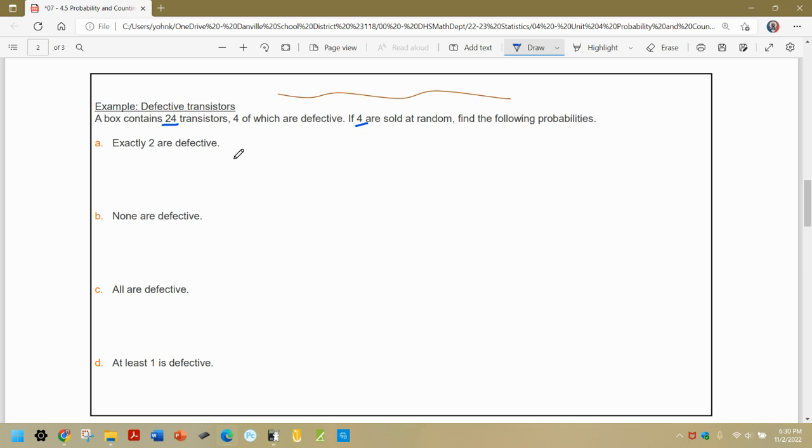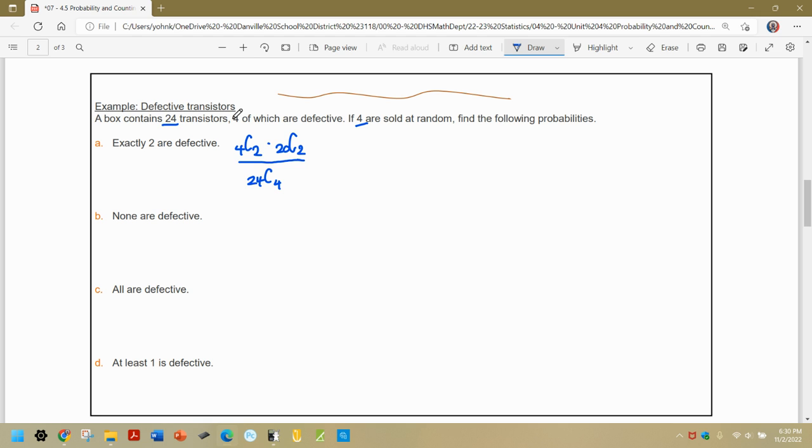So on the bottom goes the total possibilities. There are 24 transistors and we're choosing 4 of them. On the top, I only want 2 that are defective, so out of the 4 defective ones, I want to choose 2. That means I have 20 other transistors to choose my other 2 from. So the other part of the top is 20 choose 2.